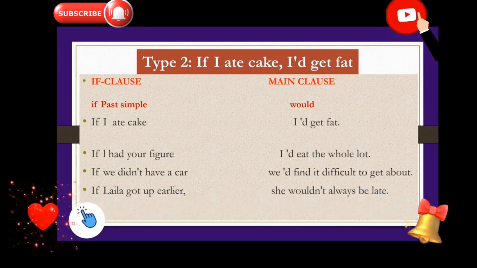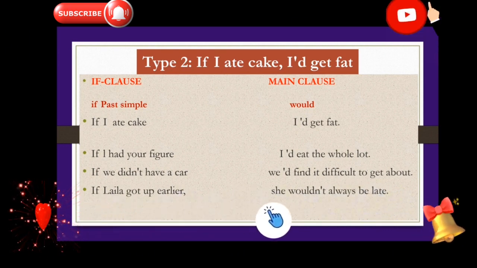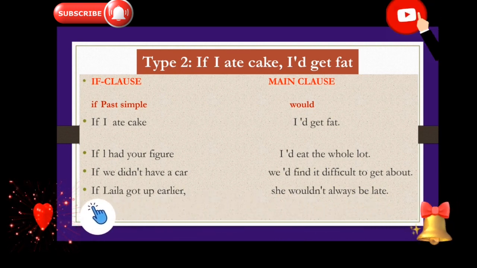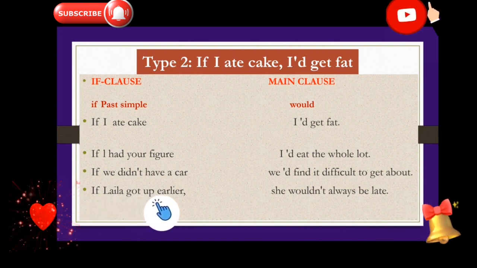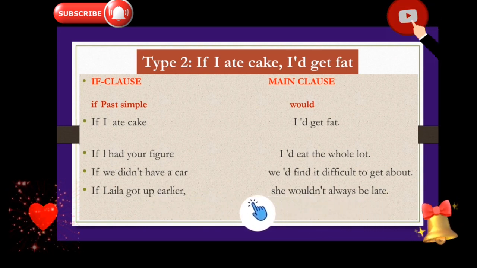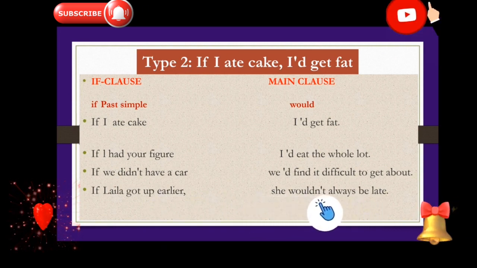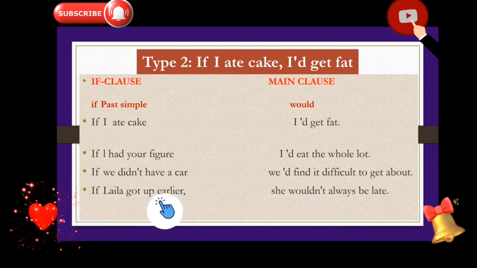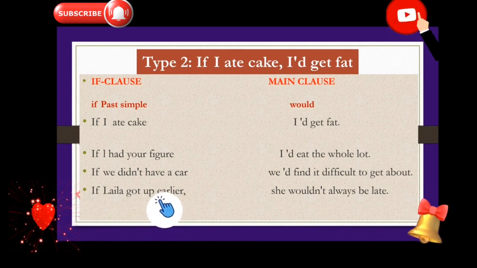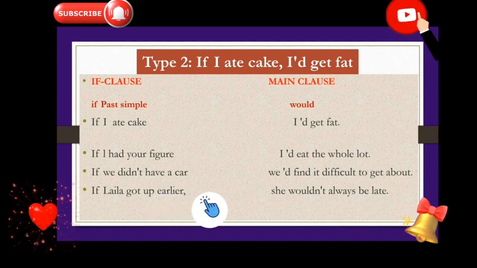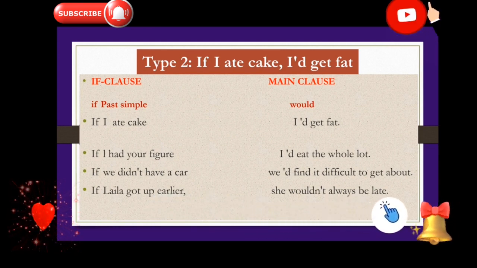And the last example: if Layla got up earlier, she wouldn't always be late. Now, is Layla getting up earlier? Not at all. She wouldn't always be late. Now, is she always late? Of course, she's always late. So we are just imagining that if Layla got up earlier, actually Layla doesn't get up earlier now. In the present time, Layla doesn't get up early. So that is why she is always late.